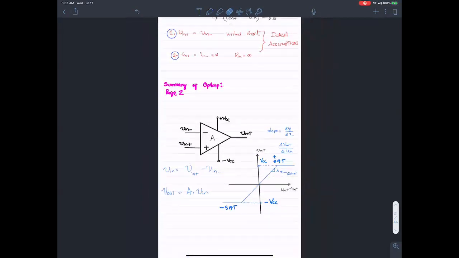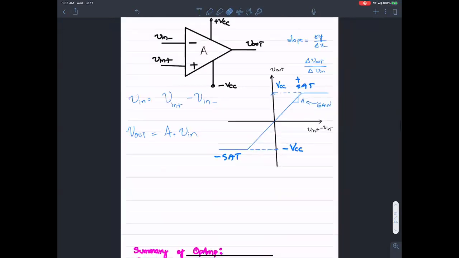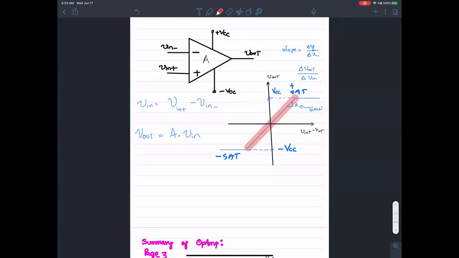Then we talked about the saturation and linear regions. There's a positive saturation, a negative saturation, and one region between the positive and negative saturation where the gain is A. In the rest of the places, the power supplies limit the output voltage possible. That's the active region. So the slanted slope region with gain is the active region.